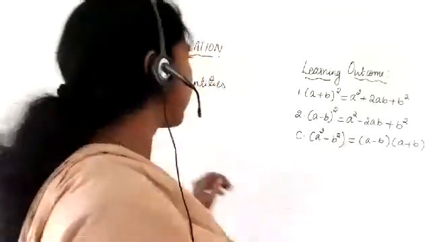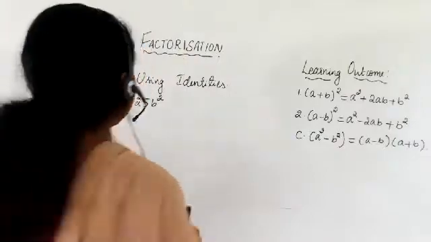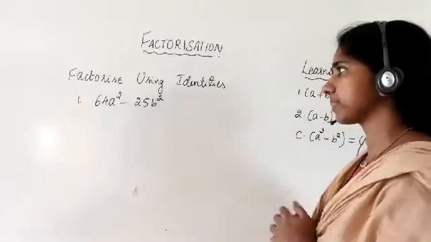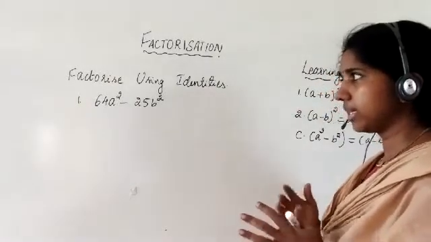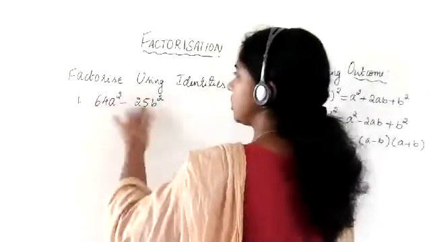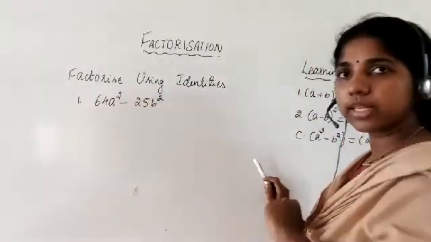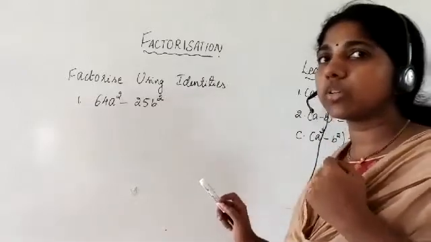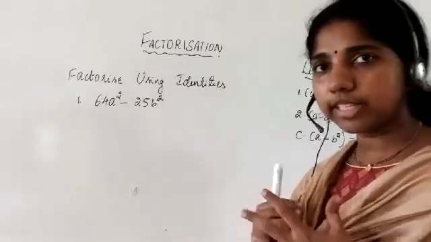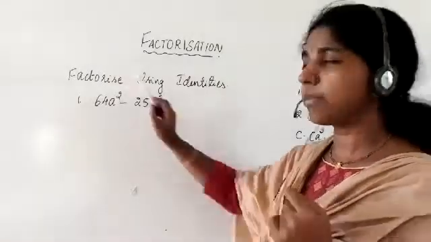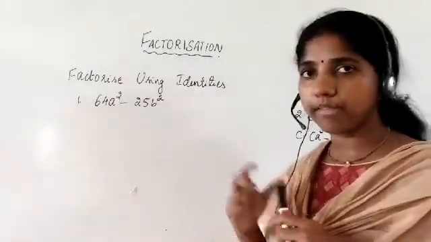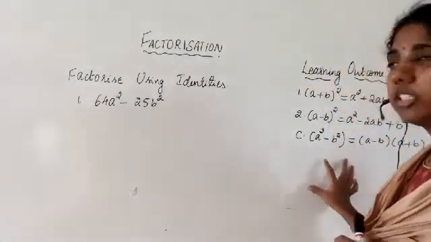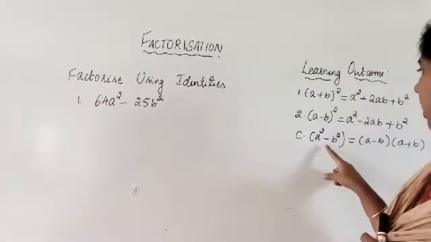Let us start with the first question. The question given here is 64a square minus 25b square. When you look at this, we have only 2 terms in this algebraic expression. Which algebraic identity can we use here? Since we don't have 3 terms, and the first term has power 2 and the second term also has power 2, we can go for the third algebraic identity, which is a square minus b square.